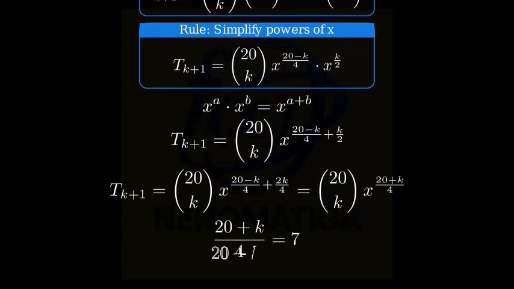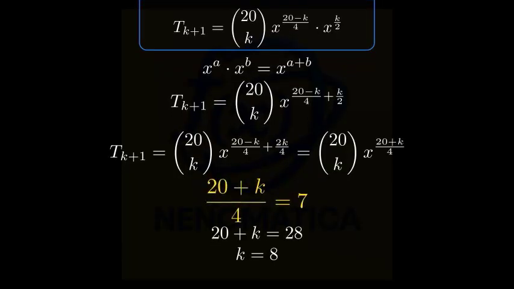Step 4. To target x to the 7th, set the exponent equal to 7. So, (20 plus k) over 4 equals 7.